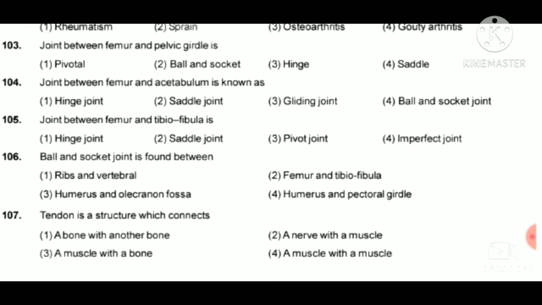Next is question number 107. Tendon is a structure which connects number 1, a bone with another bone, second, a nerve with the muscle, third, a muscle with the bone, and fourth, a muscle with a muscle. Tendon is a tough band of fibrous connective tissue that connects the muscle to the bone and is capable of withstanding tension. So the answer is option number 3, a muscle with a bone.